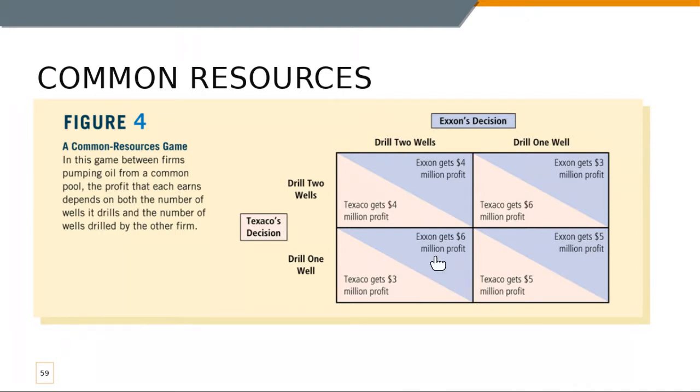But drilling 2 wells is then a dominant strategy again. Why? Because if Exxon drills 1 well, they get $3 million profit if Texaco drills 2 wells, and if Exxon drills 1 well and Texaco drills 1 well, they get $5 million profit. So again, both Texaco and Exxon in this case, since they're mirrored, have an incentive to produce 2 wells. And ultimately what this means is that the tragedy of the commons persists. Why? Because we're exhausting common resources faster than we need to, because the incentive is there.